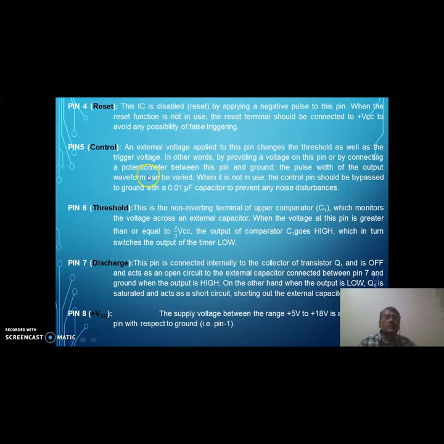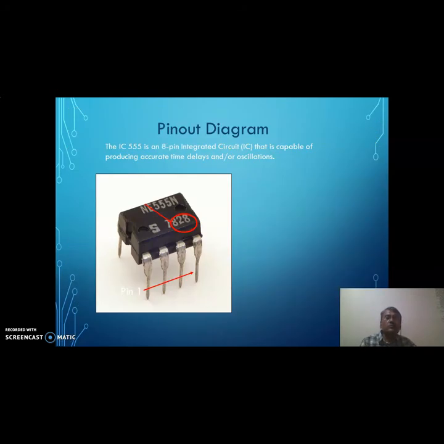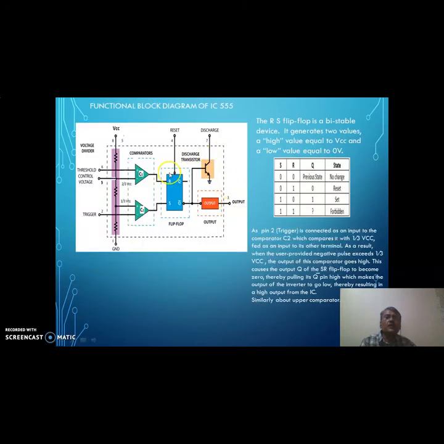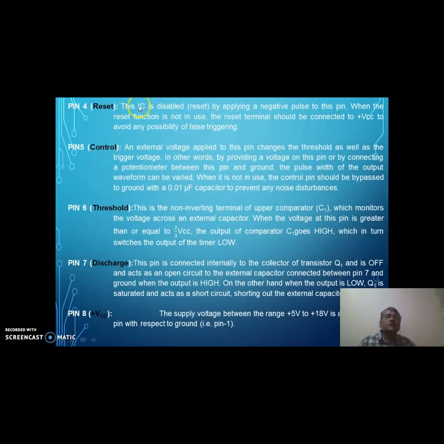Then the next pin is called the reset pin. This reset pin is connected to the RS flip-flop. It is an active low pin. If this becomes 0, then the flip-flop will get reset. So you can reset this IC just by applying a negative pulse to this pin. But in most cases we are not using this pin, and when the reset pin is not in use, it is connected to plus VCC to avoid any possibility of false triggering.